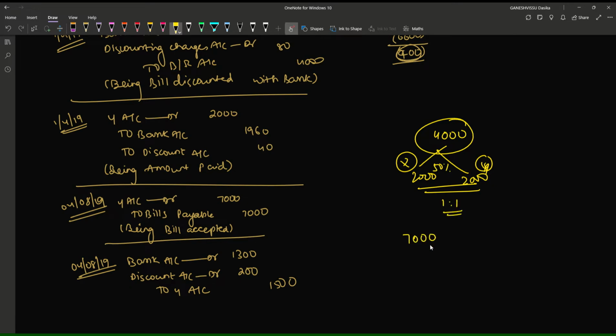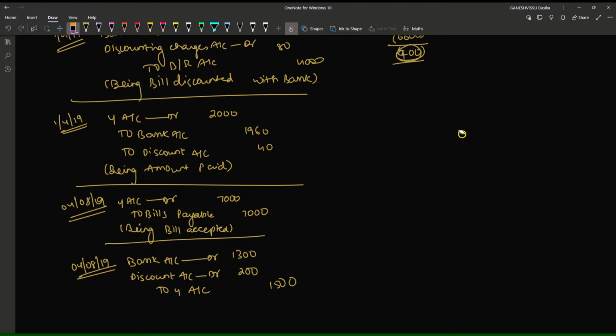And out of this 7,000, what is the amount which has to be paid by Y finally? 4,000 for first bill. Minus 4,000, if we do, 3,000 is the amount which we have received. That means the amount which has been received by Y after discounting. Okay, I'll explain. I'll go for reading the question once again for you. Let me go. 1 second, friends.